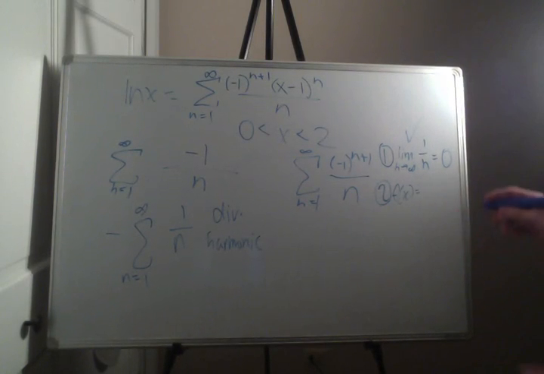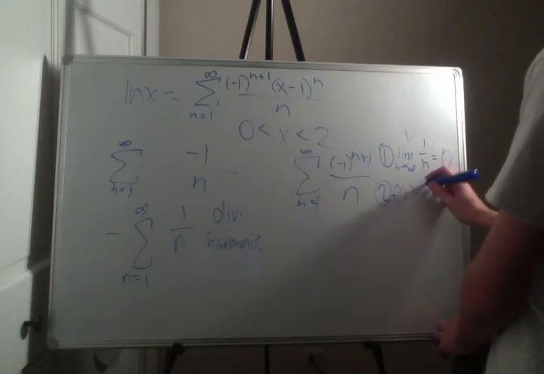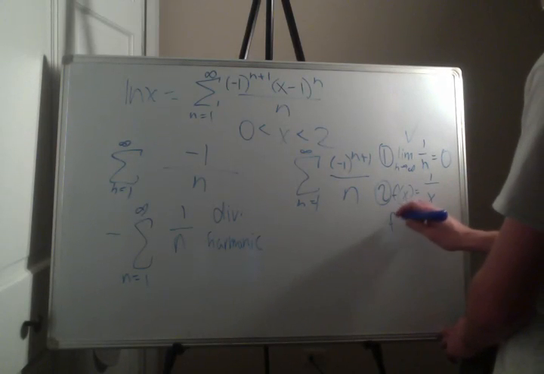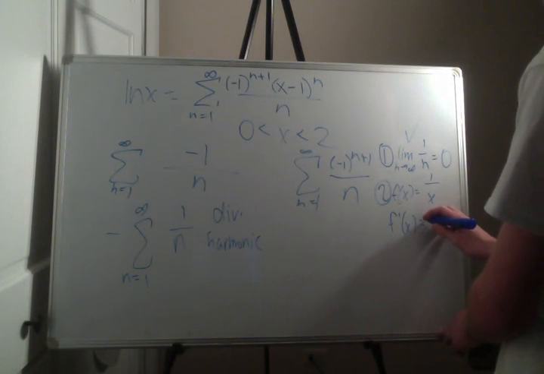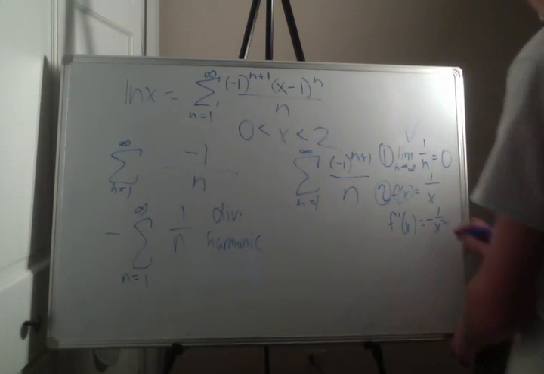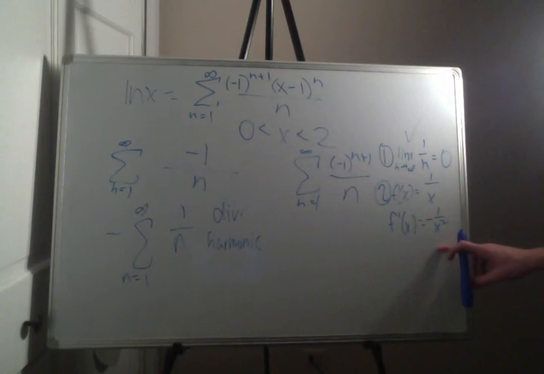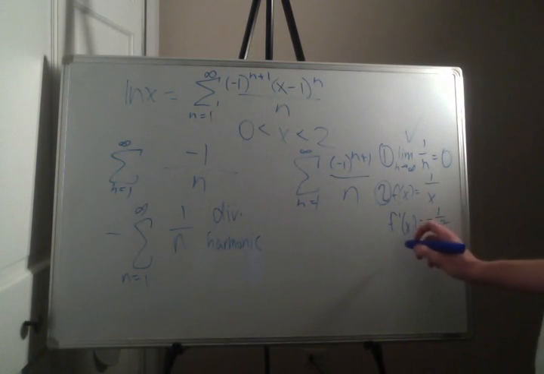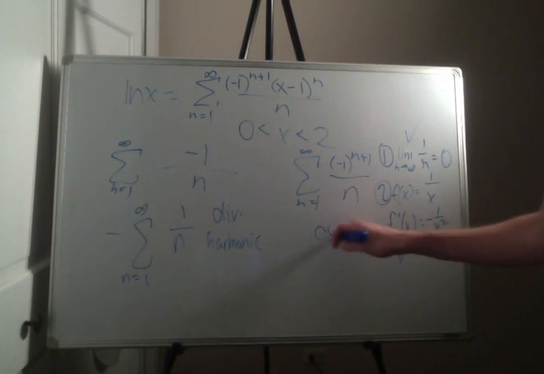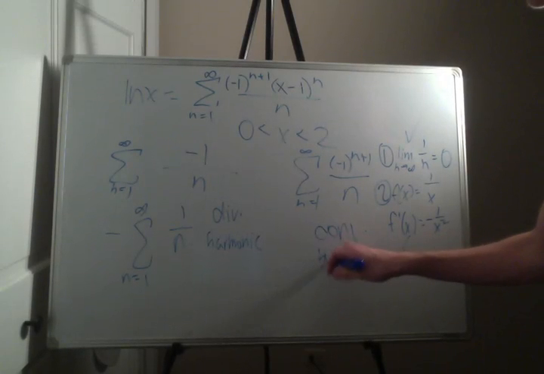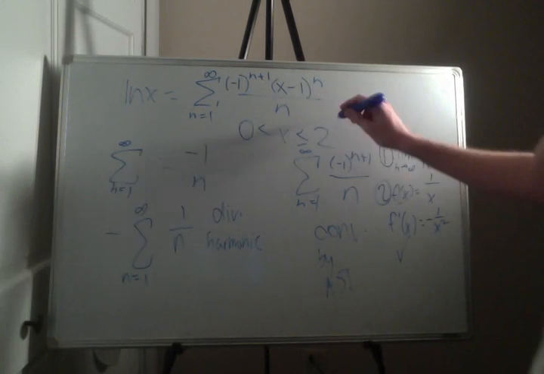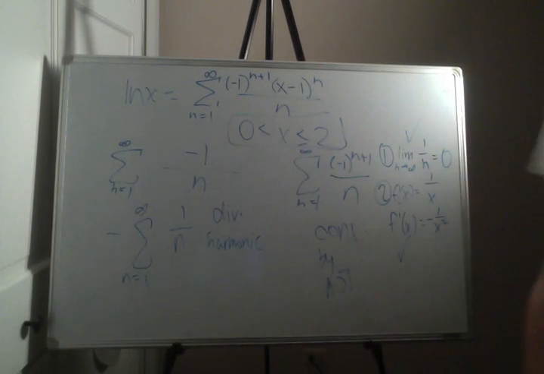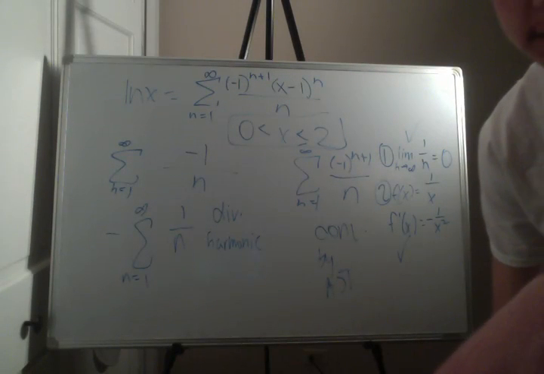And now second, we're going to take the derivative of the function, so f of x equals 1 over x, and we're going to take the derivative and get negative 1 over x squared. No matter what value of x you put in, it's always going to be negative, which means that it's decreasing. So check, therefore this converges by the alternating series test. And for that reason, that's going to be or equal to. That right there is the interval of convergence for natural log of x.